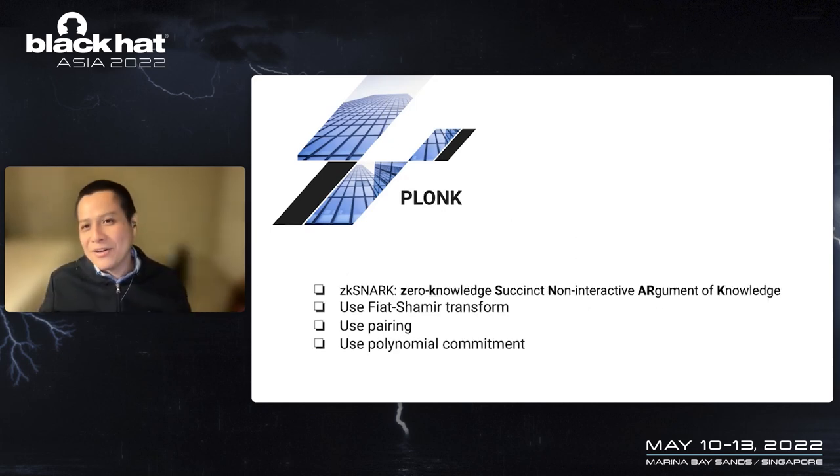Okay, so now I can talk about the protocol itself, but I won't go into detail. The protocol is very, very complicated. PLONK is just the name of the protocol, and it is actually a zero-knowledge succinct non-interactive argument of knowledge. It uses the Fourier transform to transform an interactive protocol to a non-interactive one. And it has pairing, and it uses polynomial commitment. Basically, it uses everything that I've just described. But the detail is complicated because it has a lot of optimizations so that it can be deployed in practice, and it uses a lot of tricks as well. So I won't have time to describe it here. Okay.